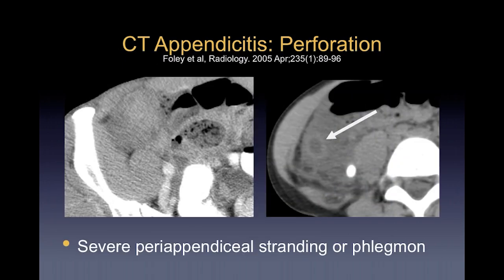Similarly, just the extent of inflammation. So here we see inflammation that is phlegmonous, or in the second case, just really a large amount of free fluid and stranding around this very dilated appendix. I tend to think of periappendiceal fat stranding and inflammation sort of as a continuum. You're usually going to see some in cases of appendicitis. If it's just a little bit, chances are it's not complicated. But the more you see, the more inflammation, the more likely that patient has perforated.